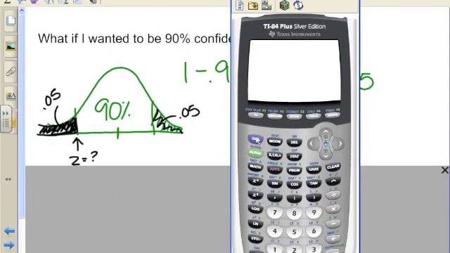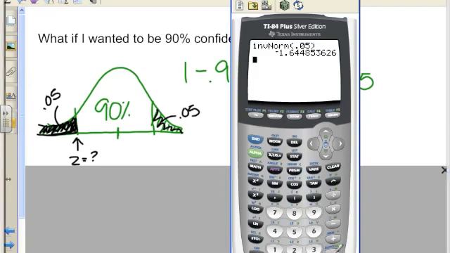All right, so we go to the distribution, and we select inverse norm. And I'm going to tell it the percentile, or the left-hand tail. Make sure it's a decimal. And it goes ahead, and it will give me how many standard deviations that is. What is the z-score? So right here it says negative 1.64. Just going to use 2 decimal places.